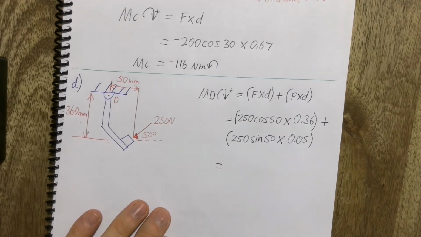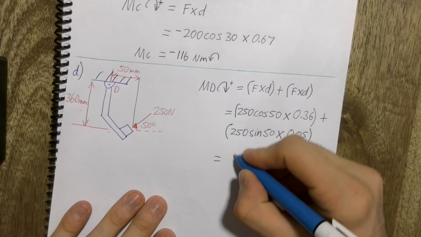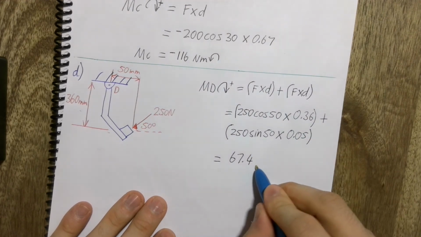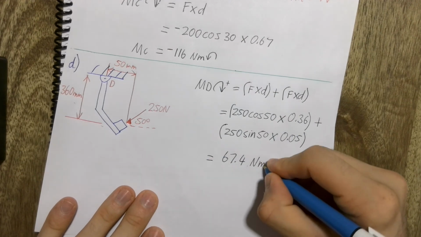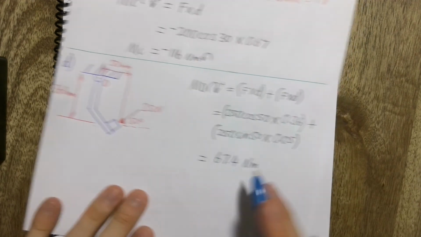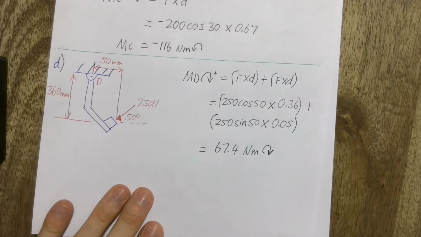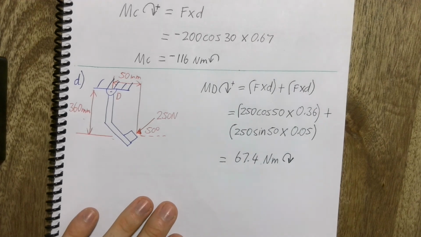So we want to find the equals. Now the answer for this is 67.4, and yes, if you want to go to a second decimal point you can, Newton meters, and that's a positive answer. So we need to add in our positive symbol. Okay. So that there, gents, is the answer for D.